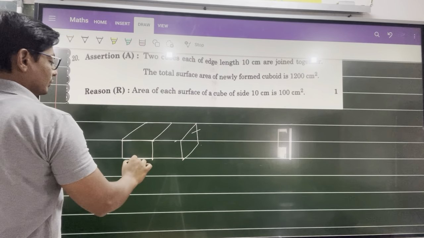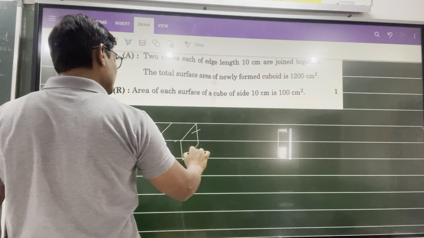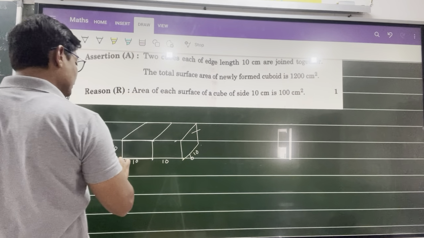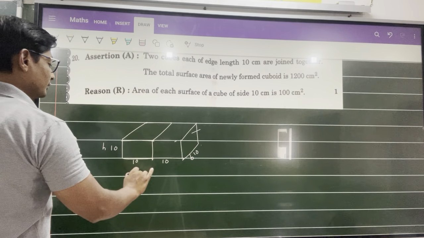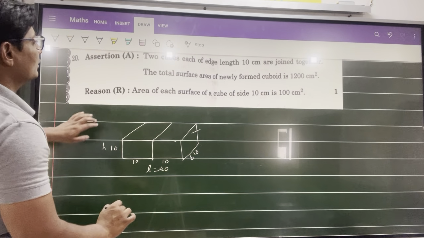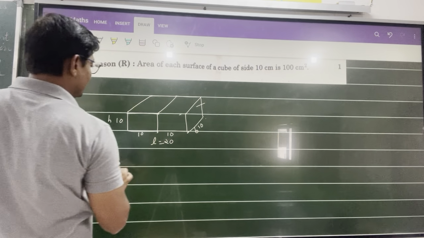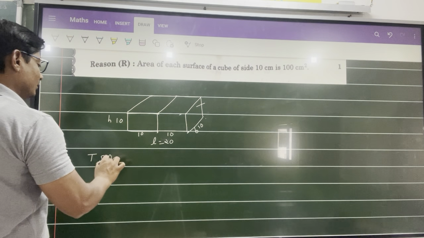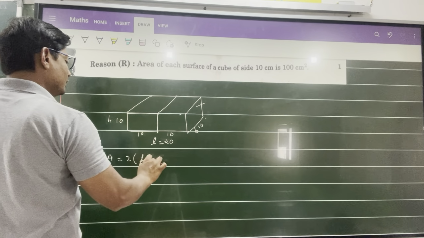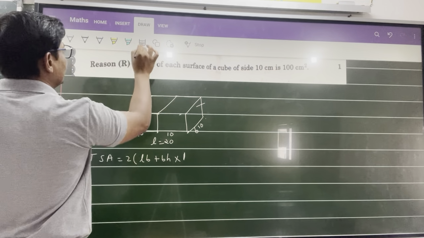Fine. So 10 and 10, which is 20, but the height will remain the same, and also this breadth will remain the same. So this is breadth, this is height, and this is the length. So length is 20 here. Now we have to find the total surface area. So the total surface area of this is given by TSA equal to 2 times (LB plus BH plus LH).